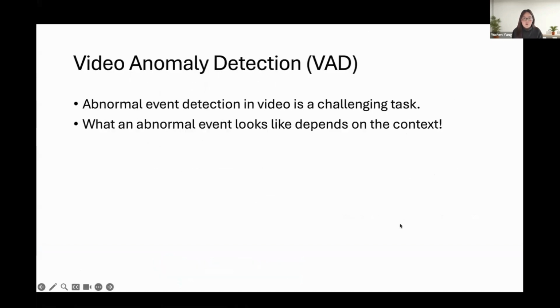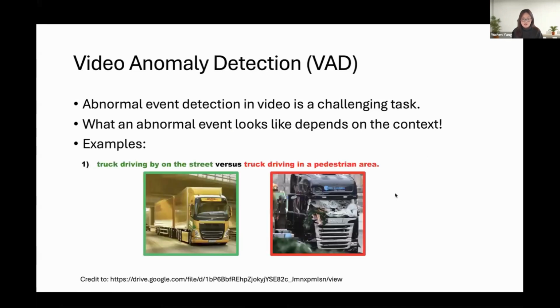Okay, so video anomaly detection is a challenging task, and one of the main reasons for this difficulty is that what an abnormal event looks like depends on the context. For instance, consider a truck driving on the street. This is completely normal in most settings, but now imagine the same truck driving through a pedestrian-only area. In this context, it becomes an abnormal event that could signal a potential issue.